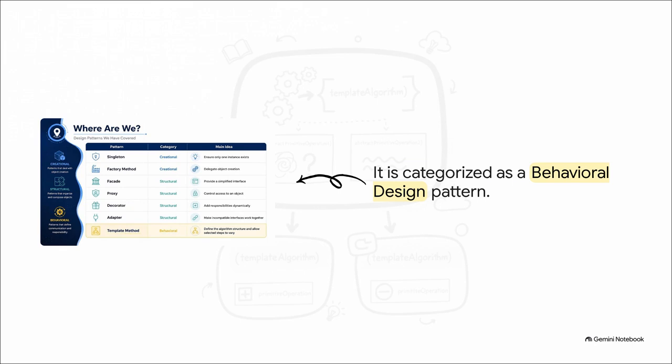So, where does this solution actually fit into the grand scheme of software design? Well, design patterns are generally split up into creational, structural, and behavioral categories. The template method falls squarely into the behavioral bucket. That just means it's fundamentally concerned with defining communication and assigning responsibilities between objects. It dictates exactly how different parts of your code should interact to get a job done securely.